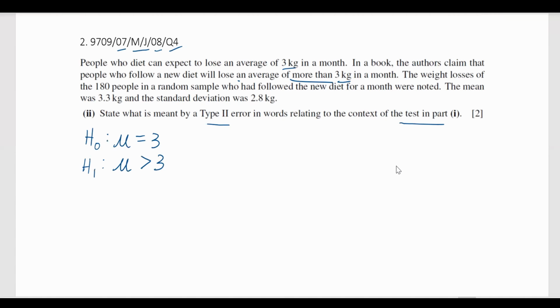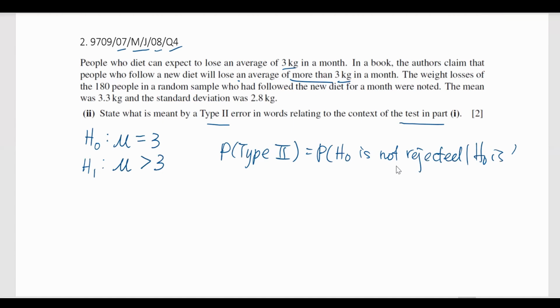So what does it mean by type 2 error? The meaning of type 2 error is H0 is not rejected when H0 is false. Right? You do not reject H0, but you realize that H0 is false at the end, then you know you are making an incorrect decision. So this error is called a type 2 error.